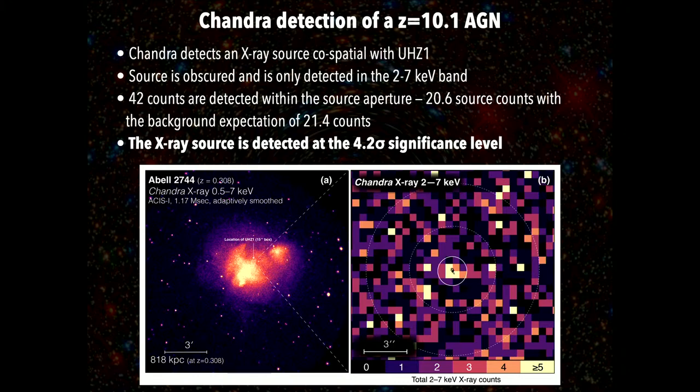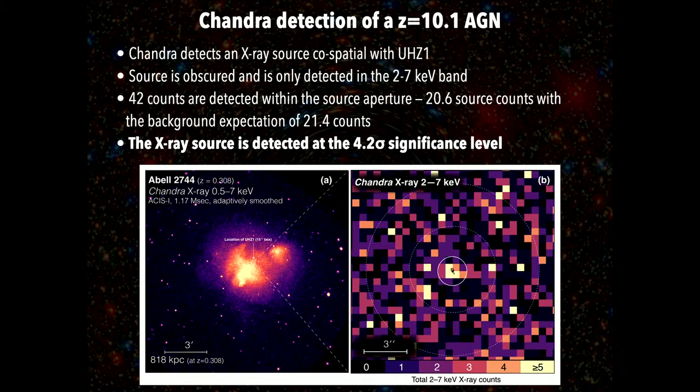Now let's go to the interesting part, okay? Because we have seen many high redshift galaxies with JWST, but X-ray AGN are few and far between, especially at redshift 10. So when we looked at the Chandra data, we detected an X-ray source which is co-spatial with UHZ1, with the galaxy. So what we have seen is that the galaxy is detected in the hard X-ray bands.